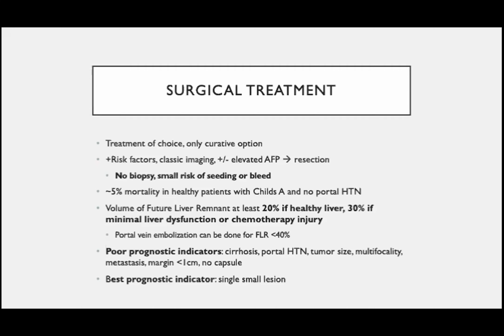Again, to summarize, you should have a normal platelet count, no ascites, no varices, etc. You can have cirrhosis, but it has to be Child A. No Child B or Child C should be resected. And it should be a single lesion. So if a patient can tolerate it with a good liver remnant, you resect.